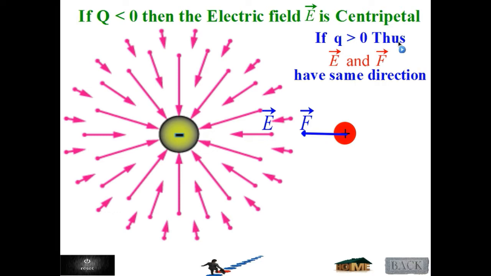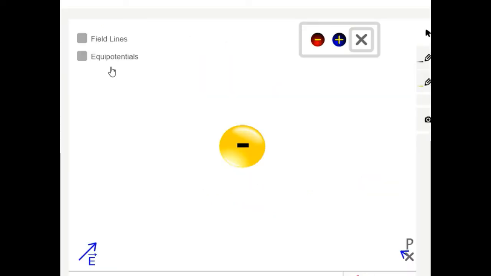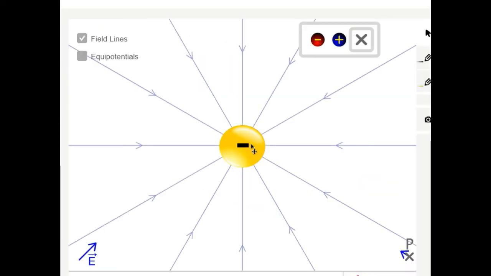So if Q is positive, then E and F have the same direction. If we introduce a negatively charged particle within the electric field, then it will experience a repulsive electric force. Then the electric field and electric force have opposite directions. Here, if we have the negatively charged particle, the electric field is centripetal toward the center of the particle. And if we introduce a positively charged particle, we can notice that the electric field and electric force have the same direction. And if we introduce a negatively charged particle within the field, we can observe that the electric field and the force have opposite directions.